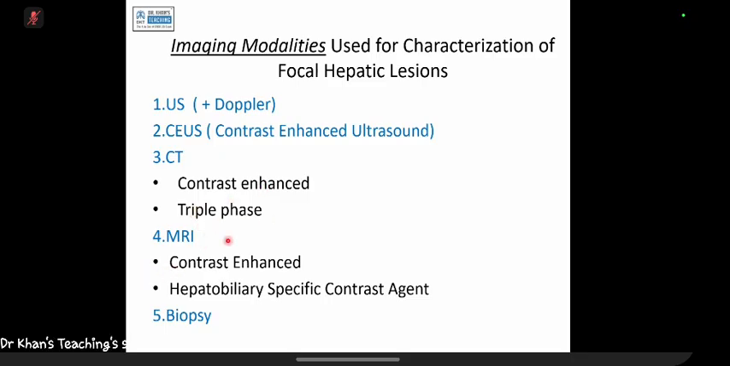So this concept I will tell you. In MR, we have got two kinds of contrast agent. One is normal gadolinium, and the second one is hepatobiliary specific. HSA is just a short form. Hepatobiliary specific contrast agent is a specific contrast agent which we have.